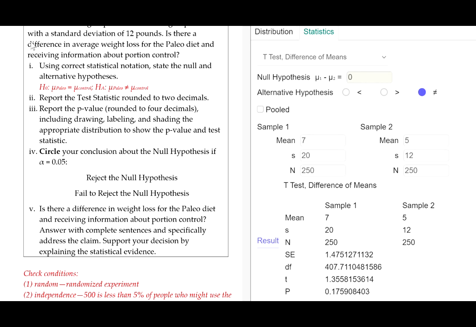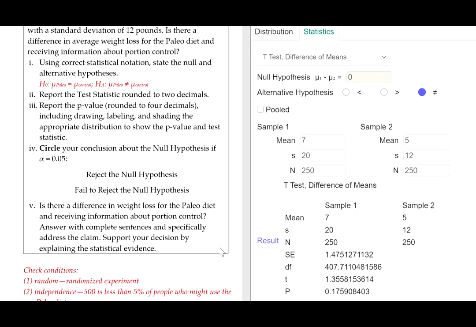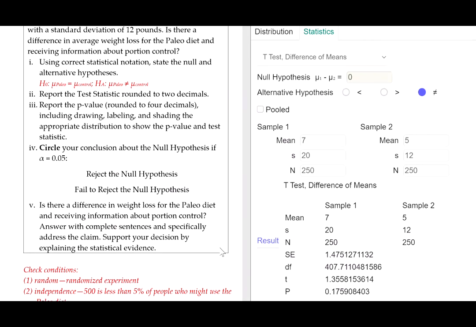So notice the reason we're using a not equal to is because the research question talked about a difference between the average weight loss. So in words, we could say something like, the mean weight loss for the paleo group is different from the mean weight loss for the control group, as a way to write the alternative hypothesis in words. Next, the question asks us to report the test statistic rounded to 2 decimals.